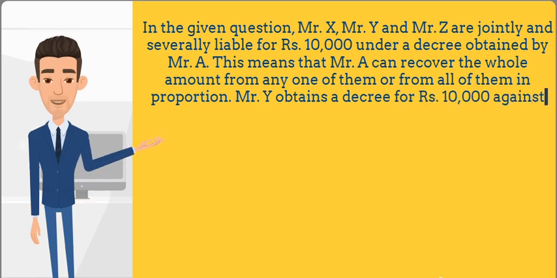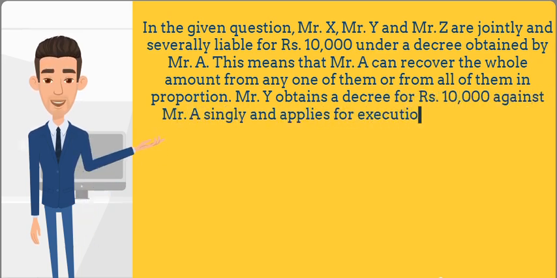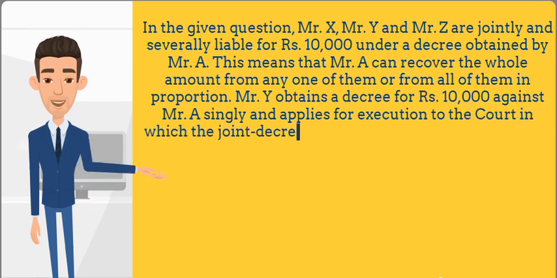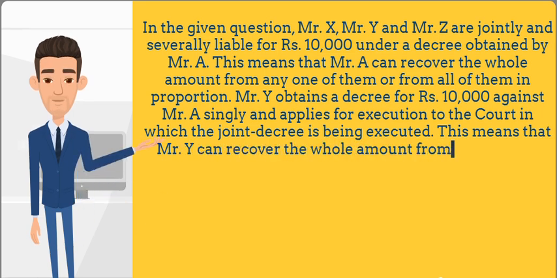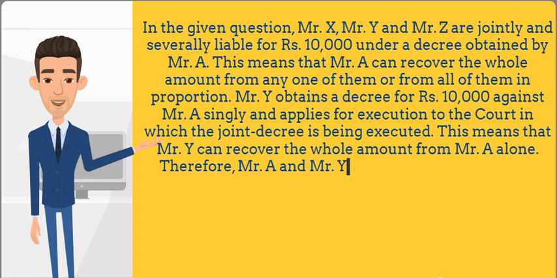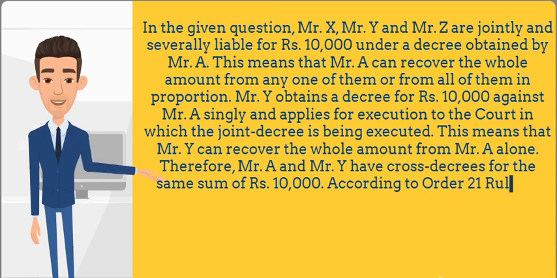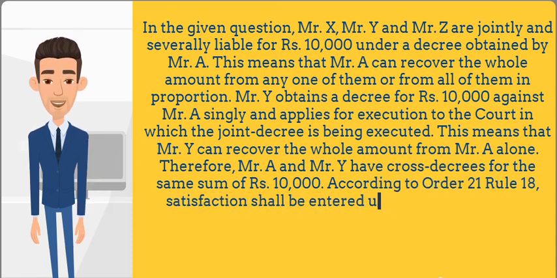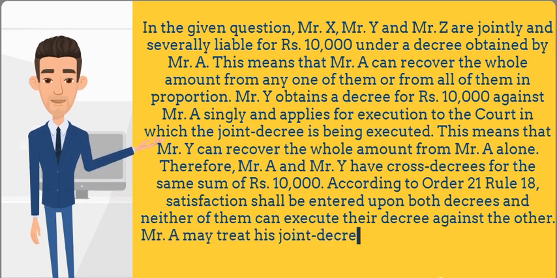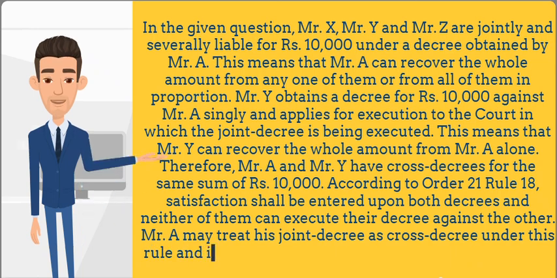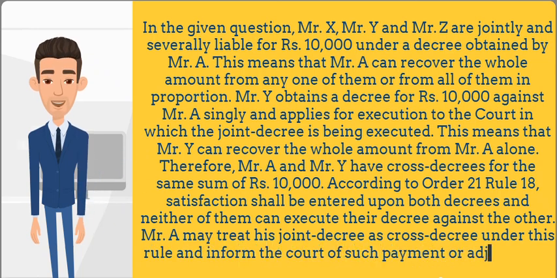Mr. Y obtains a decree for 10,000 rupees against Mr. A singly and applies for execution to the court in which the joint decree is being executed. This means that Mr. Y can recover the whole amount from Mr. A alone. Therefore, Mr. A and Mr. Y have cross decrees for the same sum of 10,000 rupees. According to Order 21 Rule 18, satisfaction shall be entered upon both decrees and neither of them can execute their decree against the other. Mr. A may treat his joint decree as cross decree under this rule and inform the court of such payment or adjustment.